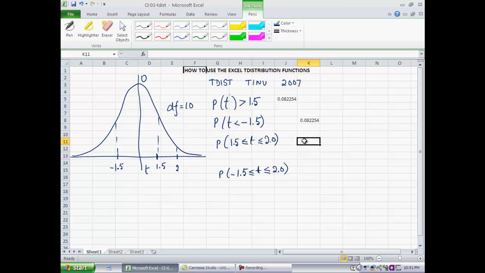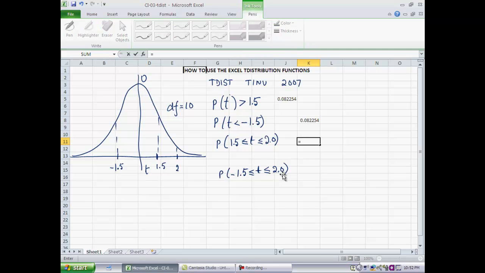Okay, so the third one, what is the probability of T being between 1.5 and 2? So it's this area between 1.5 and 2, the area that I've just traced out with the cursor. And the Tdist function will not give you that directly, but I think you can guess by now what sort of geometry swapping of areas that you have to do. If I can get the area to the right of 1.5 and I subtract from that the area to the right of 2, then I'll have the area that I will need.